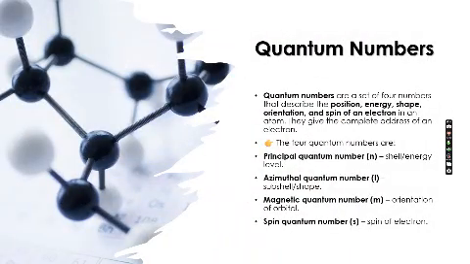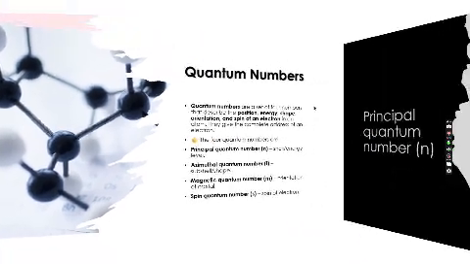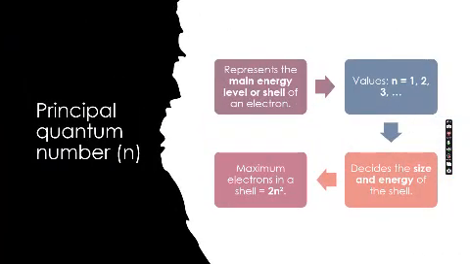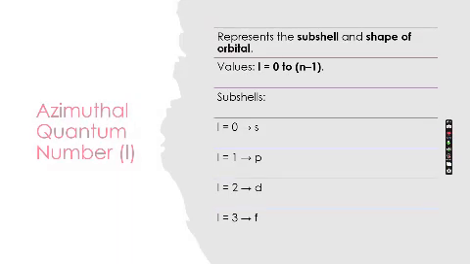Now, quantum numbers. Quantum numbers are a set of 4 numbers that describe the position, energy, shape, orientation and spin of the electron. In an atom, they give the complete address of an electron. The 4 quantum numbers are principal quantum number, which is n; azimuthal quantum number l, which is subshell or shape, we can say; magnetic quantum number m, which is orientation of orbital; and spin quantum number s, which is spin of electron. Now these are explained in detail, you guys can see.